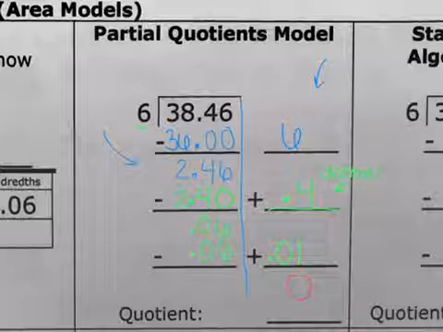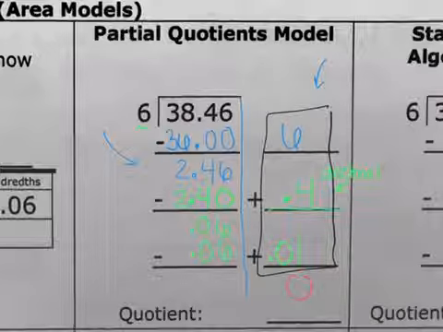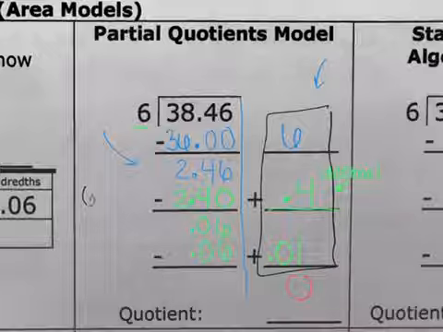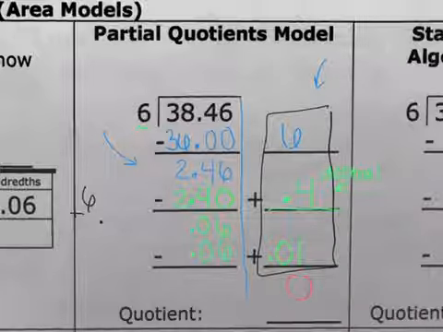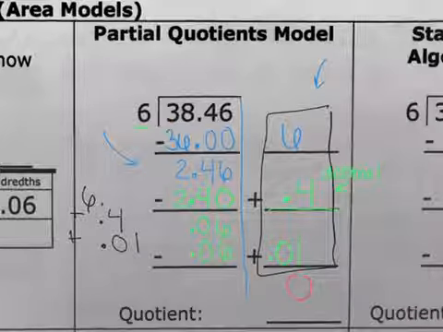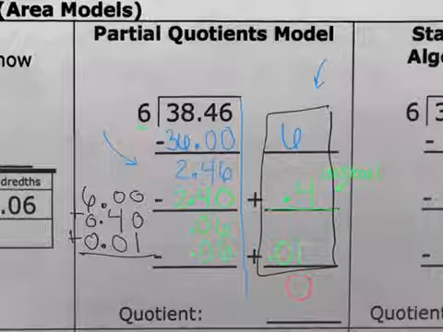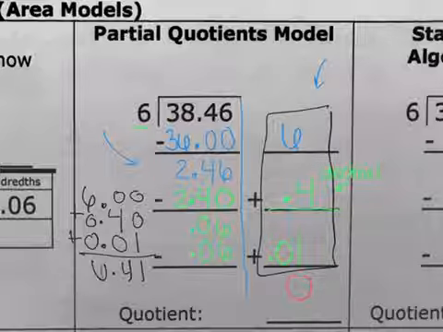So I can find my quotient now over here on this side by adding up all my partial quotients. So I'm going to have 6 plus 4 tenths plus 1 hundredth. Don't forget that when you add, you have to line up your decimals. When I line up my decimals, I look like that. Always start adding in your smallest place value to get 6 and 41 hundredths, which is exactly what we got the last time that we did this problem using the area model.